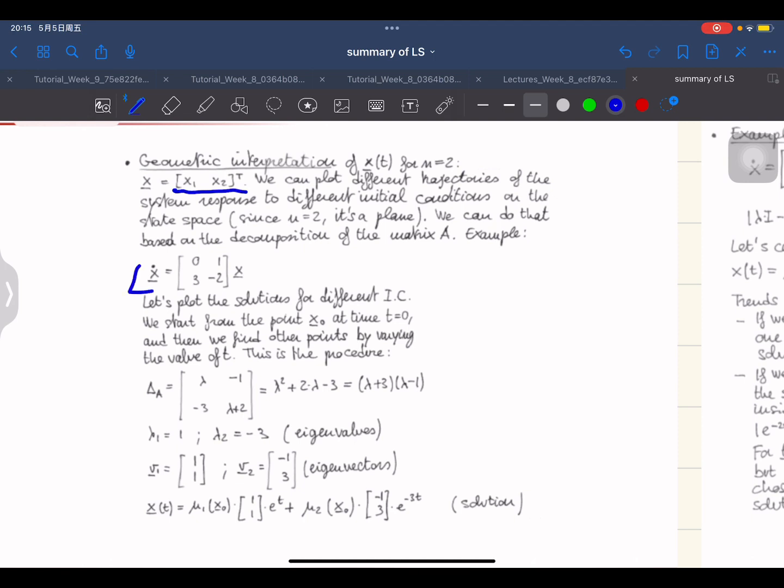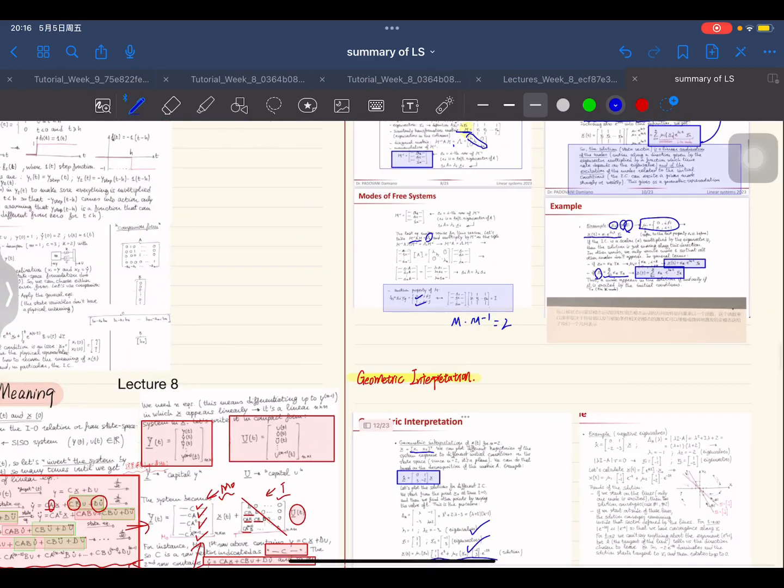I have given you the matrix of it, and the form of it. So let's plot the solution for different initial conditions. We start from the point S0 at time t equals 0, and then we find other points by varying the value of t. This is the procedure. We first calculate the eigenvalues and eigenvectors, and later we can show the solution this way, because we know how to write the solution from above, right?